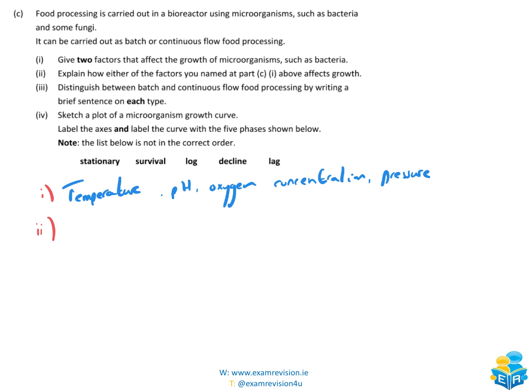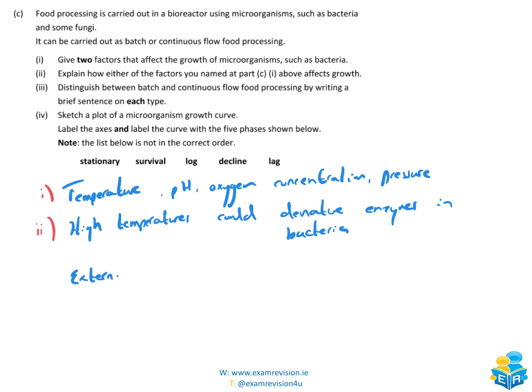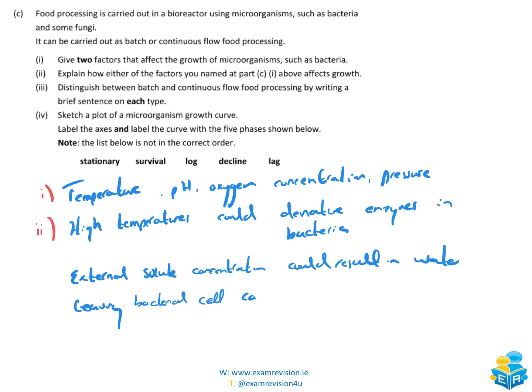Explain how either of the factors you named at part C affects growth. So for example, high temperatures could denature enzymes in bacteria. You could also mention that external solute concentration could result in water leaving the bacterial cell, causing death.